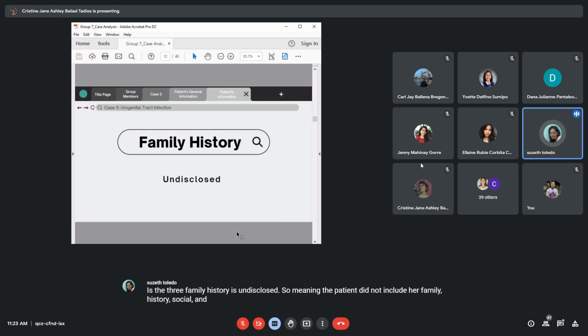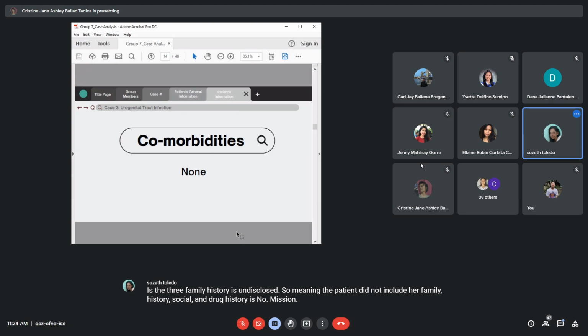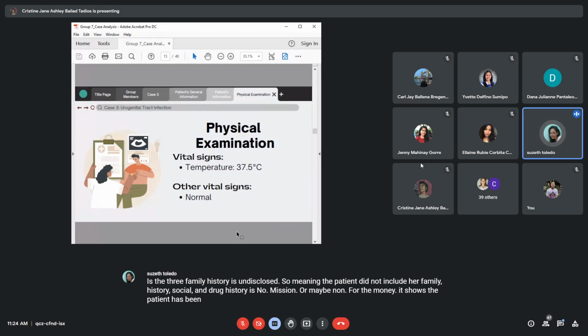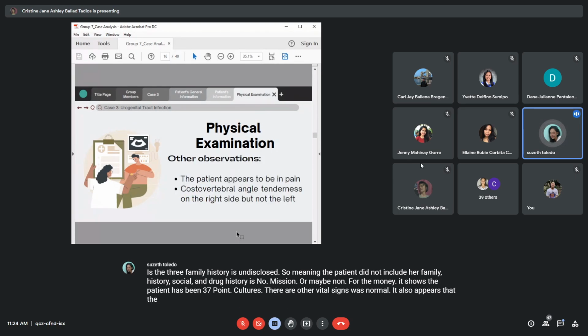Social and drug history: no medication. The comorbidities are none. For the physical examination, it shows that the patient has a temperature of 37.8 degrees Celsius. Her other vital signs were normal. It also appears that the patient is in pain and has costovertebral angle tenderness on the right side but not the left.